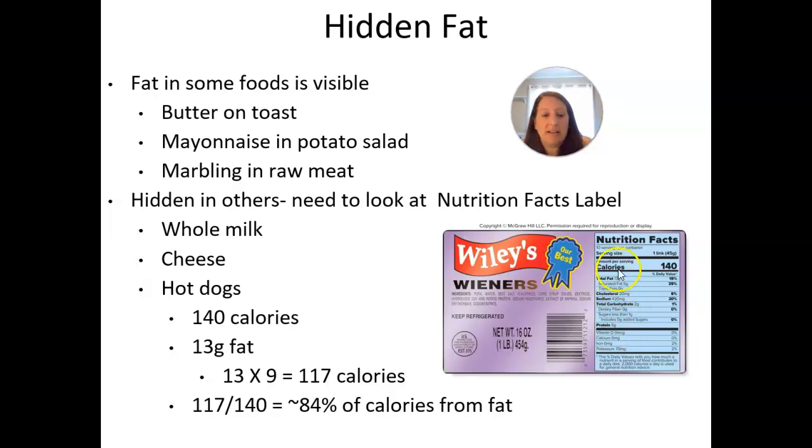But let's look at fat content. So again, it's 140 calories total in one hot dog. In one hot dog, there are 13 grams of fat. We know that for every gram of fat, we have 9 kilocalories of energy. And so I want to calculate how many calories are there from fat. So I would take my 13 grams of fat, multiply that by my 9 calories per gram, and 117 of the 140 calories in this hot dog are from fat.